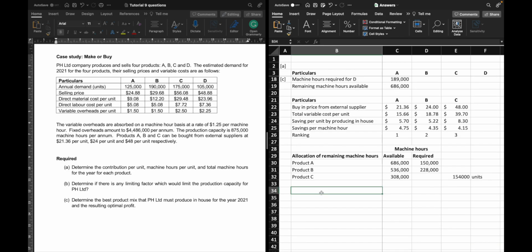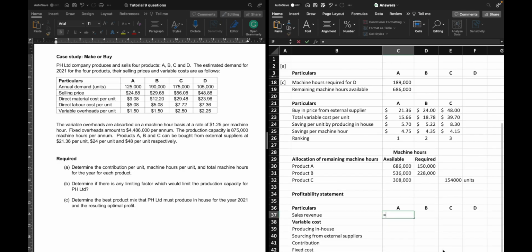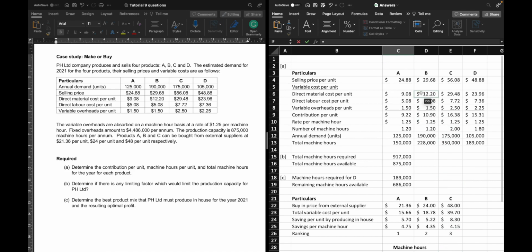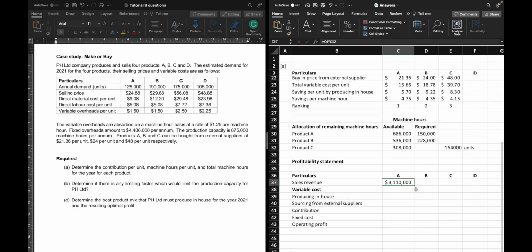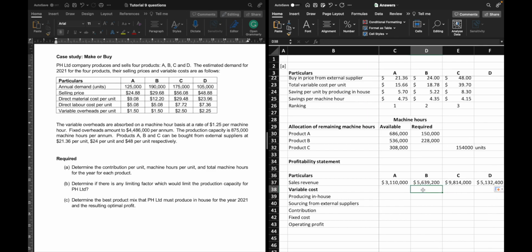So now let us look at the profitability for PH Limited if we allocate the machine hours in the manner we have done. So sales revenue for product A will be 24.88 selling price times annual demand 125,000. 3.11 million is the sales revenue for product A. For product B, the sales revenue is 5.639 million. For product C, the sales revenue is 9.81 million. And for product D, the sales revenue is 5.13 million.